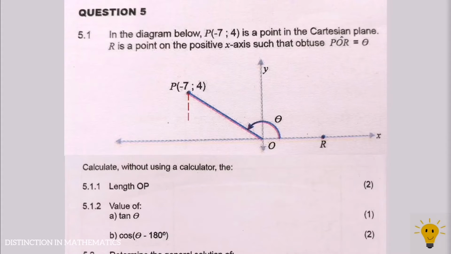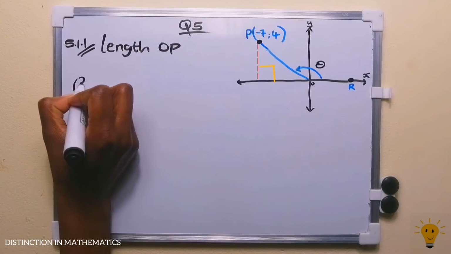So if you draw a straight line from P to the x-axis, it will meet the x-axis and make a 90 degrees angle with the x-axis. And of course, as long as the lines are perpendicular to each other, that's a 90 degrees angle. So now we can conclude and say that's a right angle triangle, and OP is our hypotenuse side, and we can use the Pythagoras theorem to find the length of OP.